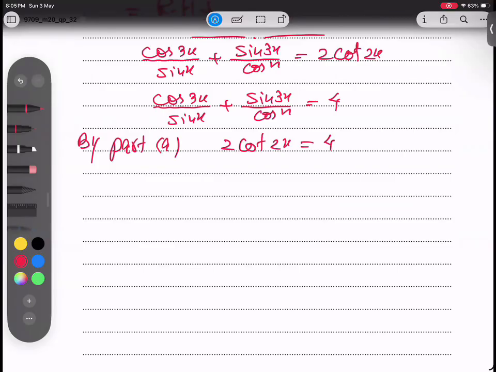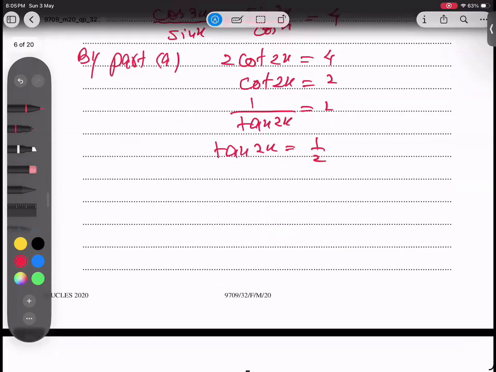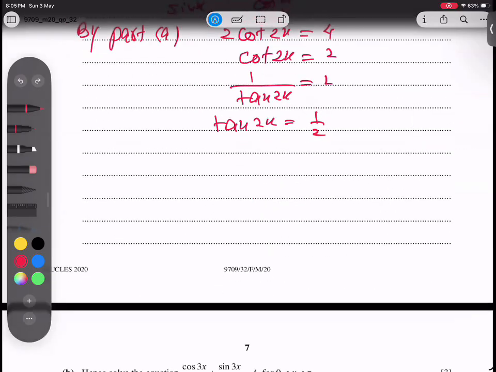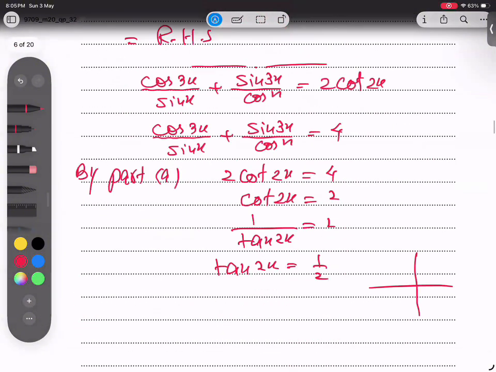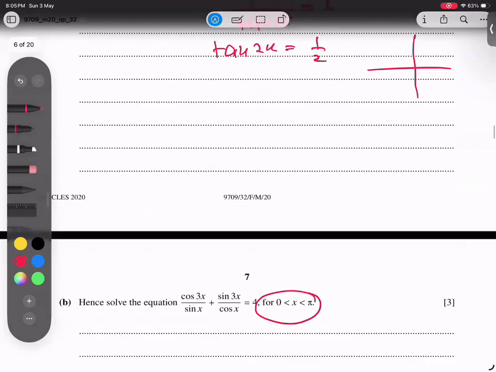So cot is 1 over tan, and the 2 will go down. I got this. And tan is 1 by 10. Cross multiply, I got tan 2x equals half. Now tan is positive, and we have to look specially at the range of answers. Look down, it is in pi. It means we have to convert into pi format, number 1. And number 2, we have to get the answer in the first 2 quadrants only.